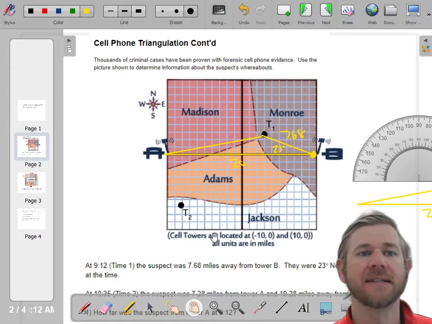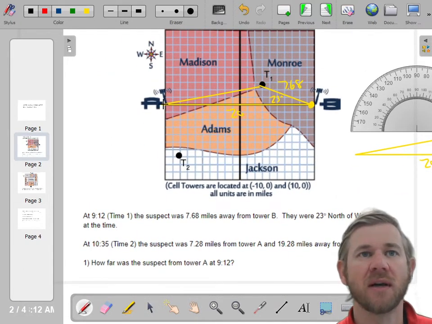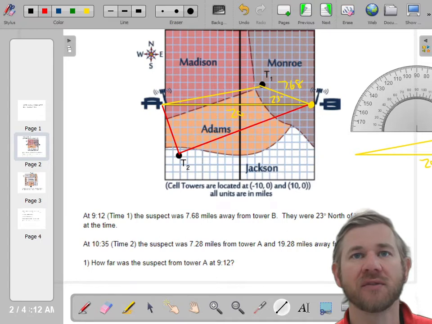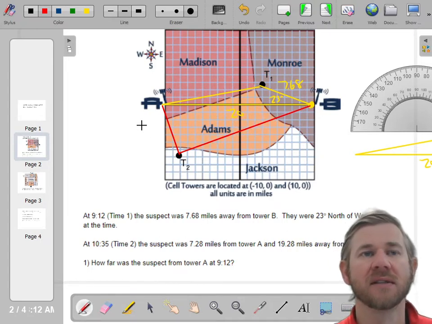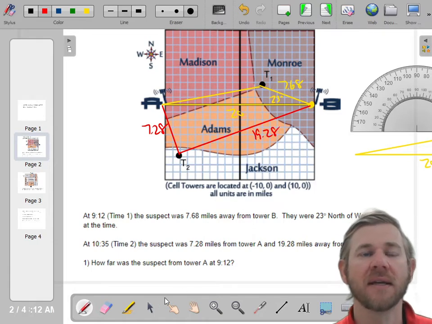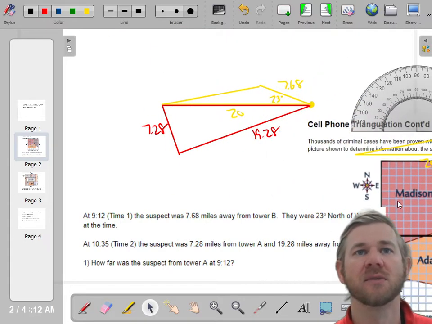And now the next thing says at time 2, so I'll do this one in red. The suspect was 7.28 miles from Tower A and 19.28 miles from Tower B. So this is 7.28 and this is 19.28. And then I'll draw this just so I have it right there. That is 20, again, for the same reason as before.